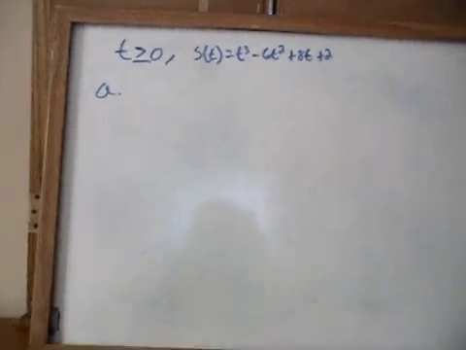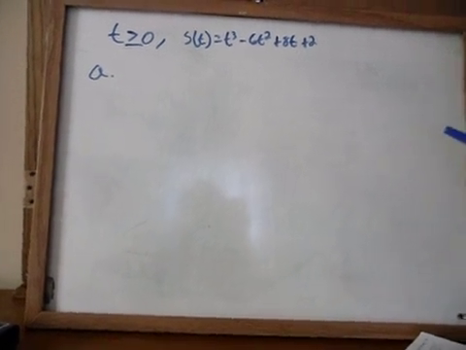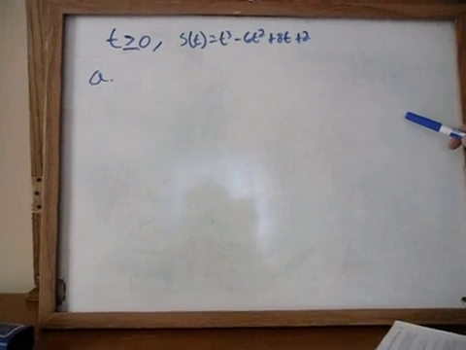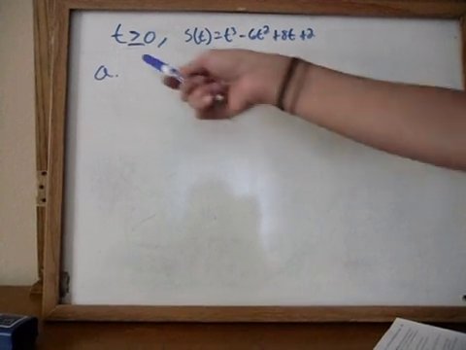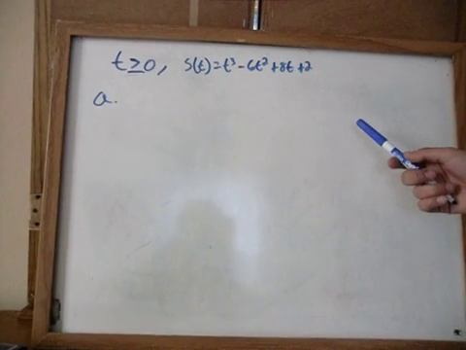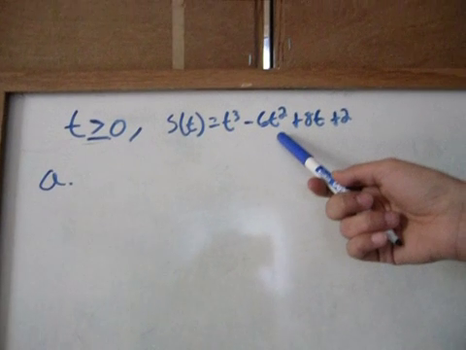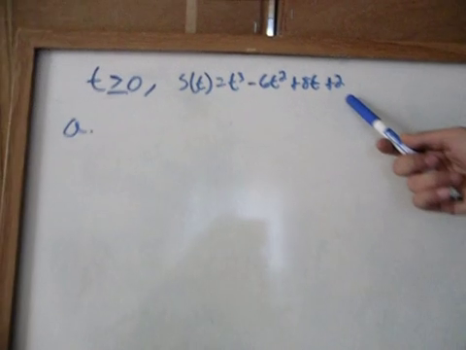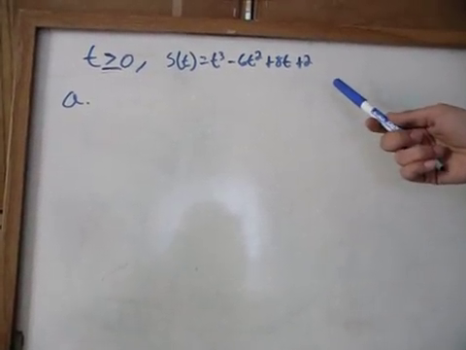So let's try some practice problems with motion along a line. The problem says a particle moves along a line so that its position at any time t greater than or equal to 0 is given by the function s of t equals t cubed minus 6t squared plus 8t plus 2, where s is measured in meters and t is measured in seconds.